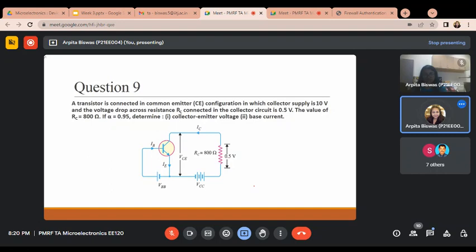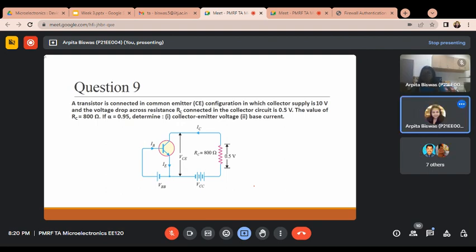And if the VC value is... what is the value of VC? It is coming as 9.5 volts. And what is the value of IC? IC value is 0.625 milliampere. And what is the base current? Base current is coming as 0.032 milliampere.